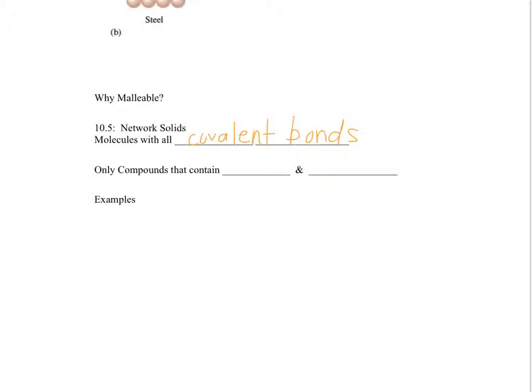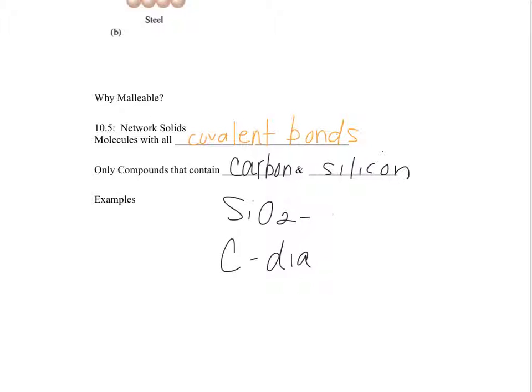Only compounds that contain carbon and silicon. So some examples: SiO2, which is sand. Carbon, we have diamonds. We also have graphite. All right, so let's take a look at some of these.